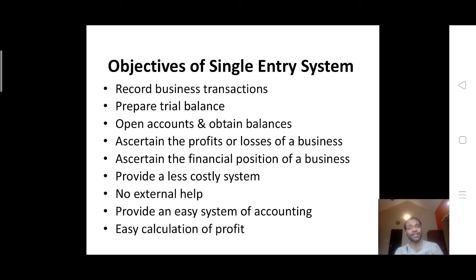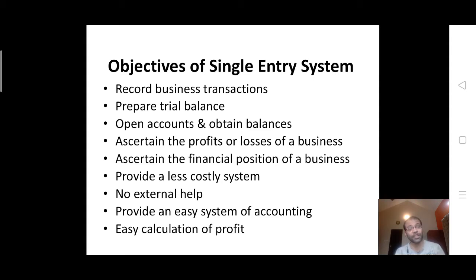The third thing we are going to deal with is the objectives of single entry system, one of the important questions for examination. It helps to record the business transactions. So when single entry system is maintained, it will be very easy to record the business transactions. Why? Because the number of transactions would be very few.